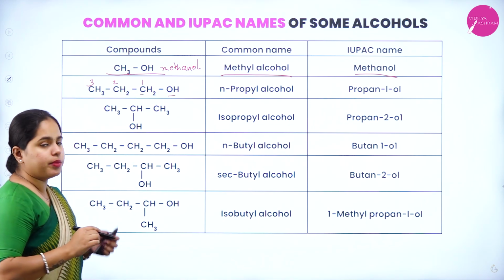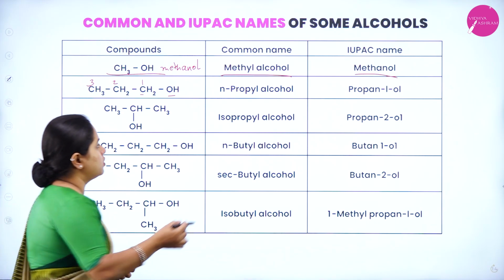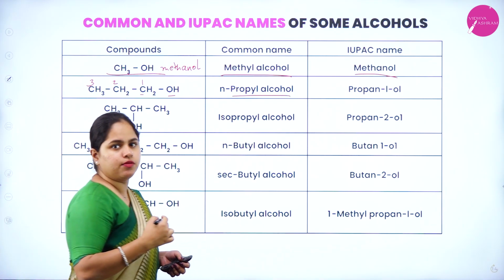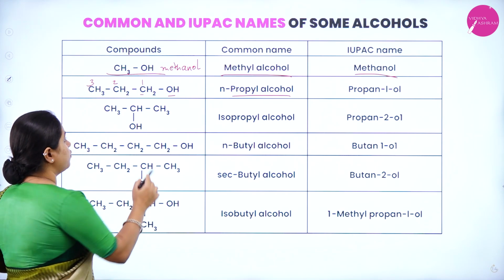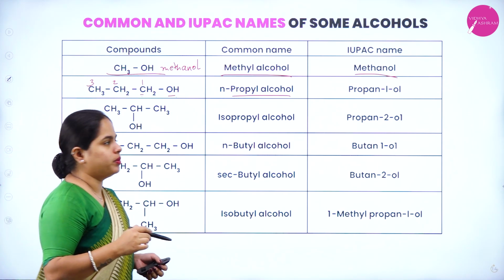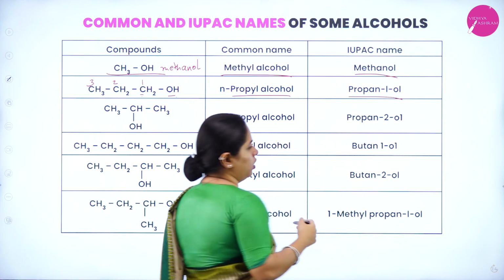So this will be 3 carbon atoms, meaning it is propyl, right? So it will be propyl alcohol. IUPAC name will be propan-1-ol. Now why is it propan-1-ol? On the first carbon atom, the hydroxyl group is attached. So it is propan-1-ol. I hope it is clear.